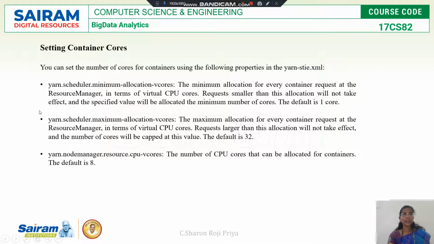Next is setting container cores. So I can use these properties to set the container cores. The minimum core value is 1, the maximum is 32, and for the number of CPU cores that can be allocated for containers, the default is 8. Default is 8, minimum is 1 and maximum is 32. This is how I set the container cores.